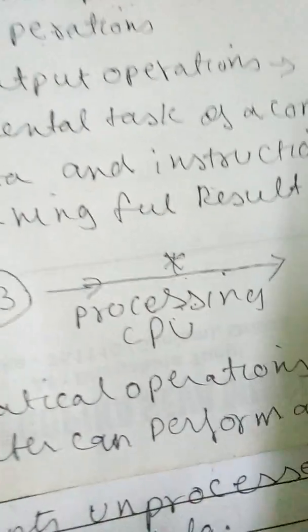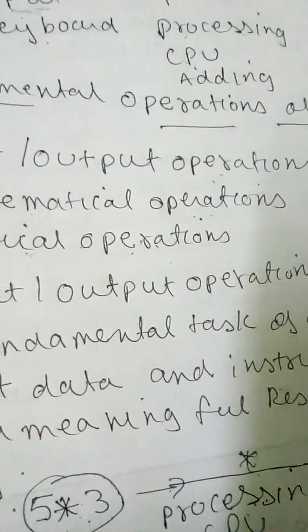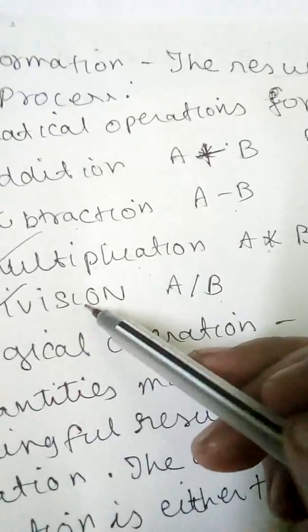Next we talk about the mathematical operations. A computer can also perform different types of mathematical operations like addition, subtraction, multiplication and division.